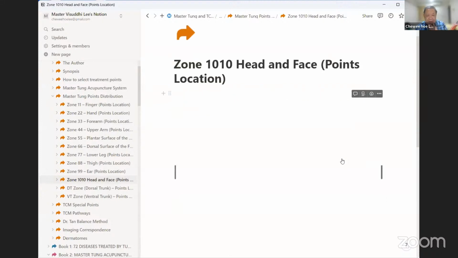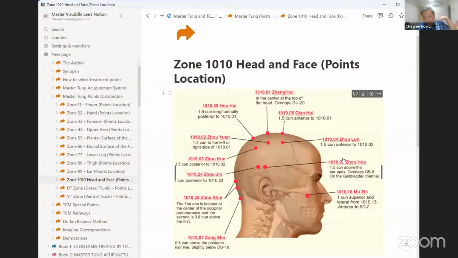This is zone 10, which is on the head and on the face. There is also a zone called dorsal trunk, which is on the back, and a ventral trunk, which is on the front. These are bloodletting areas, which we will talk about later, and I will not use the time to talk about those two zones now.